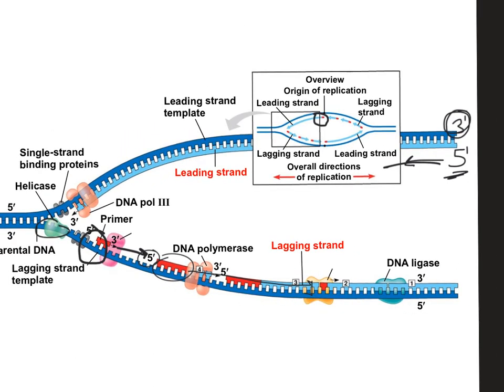And after those fragments are built, I'm going to cut out the primers, replace the primers with DNA and then stitch those different fragments of DNA together using ligase. Ligase, remember, works like a glue, gluing those different fragments together. And so that's replication. Now I have two identical strands. This one looks exactly like this one. It has the exact same bases, hopefully.